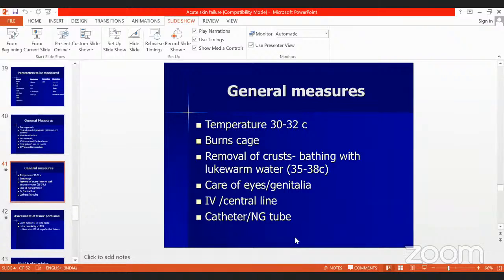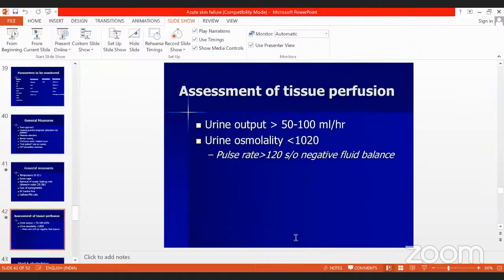I told you patients can become poikilothermic, and ideal temperature is between 30 to 32. Burns cage can be provided, removal of the crusts, IV line, central line as required, and nasogastric tube and catheter, if required. Not always, if required, because the chance of infection goes up once you put in a catheter.